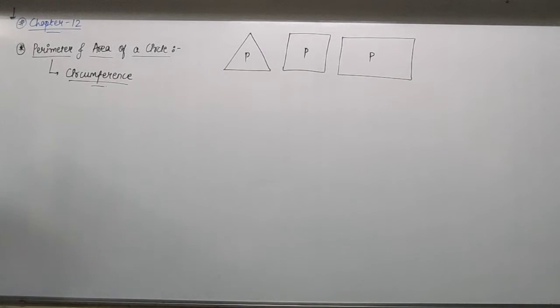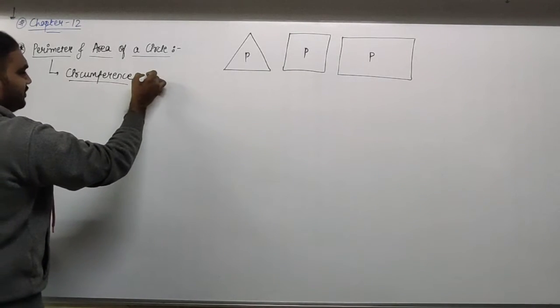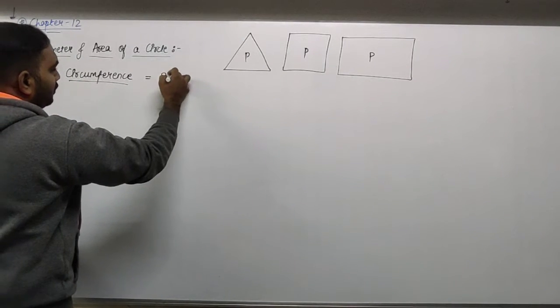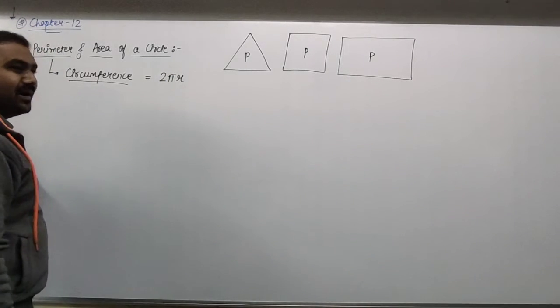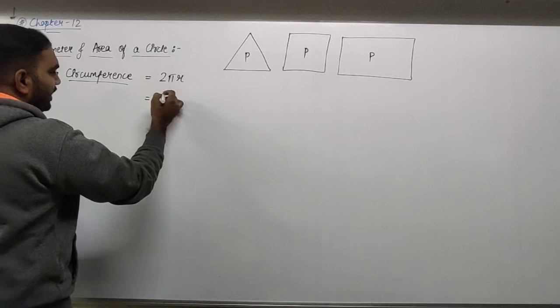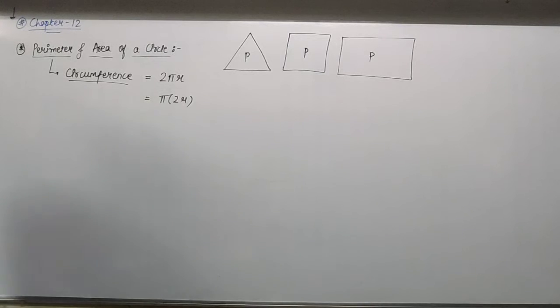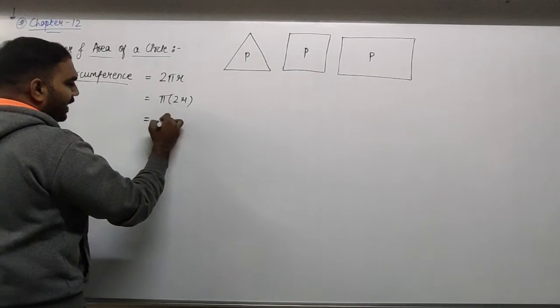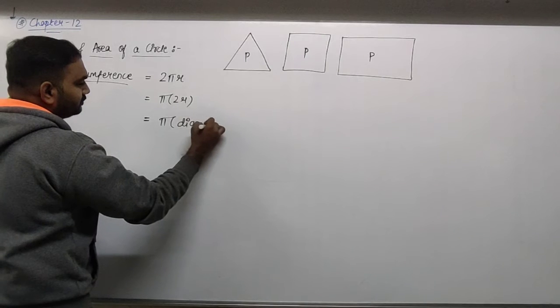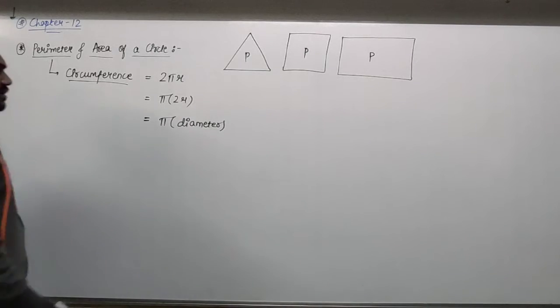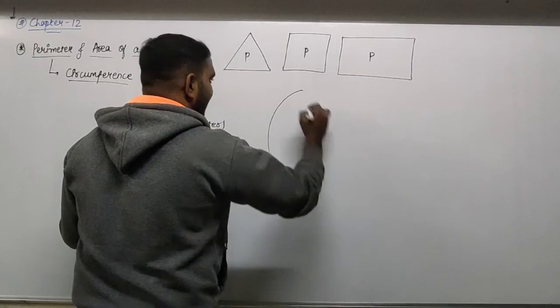Right? So circumference of a circle, if circumference is there then the formula must also be there. That means the circumference of a circle is given by 2 pi r, or you can also call it pi multiplied by 2r, or pi multiplied by diameter, because a circle has a diameter.